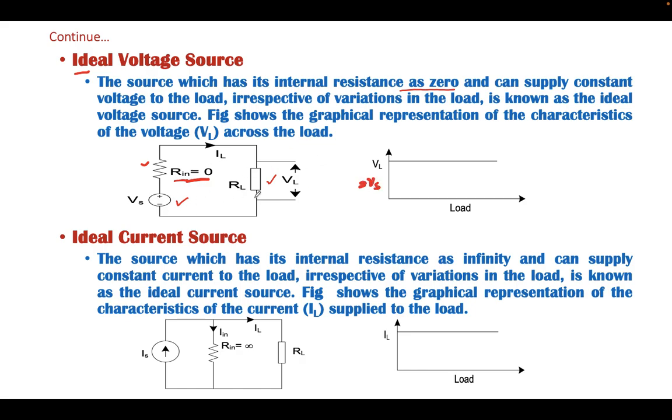If some load is connected across this voltage source, then the voltage VL must equal Vs if it is an ideal source. It is ideal when the internal resistance is 0, and since the internal resistance is 0, there will be no voltage drop in this path. Hence the total voltage generated by the source will appear across the load, and this is known as a constant or ideal voltage source. This remains constant irrespective of change in the load resistance.